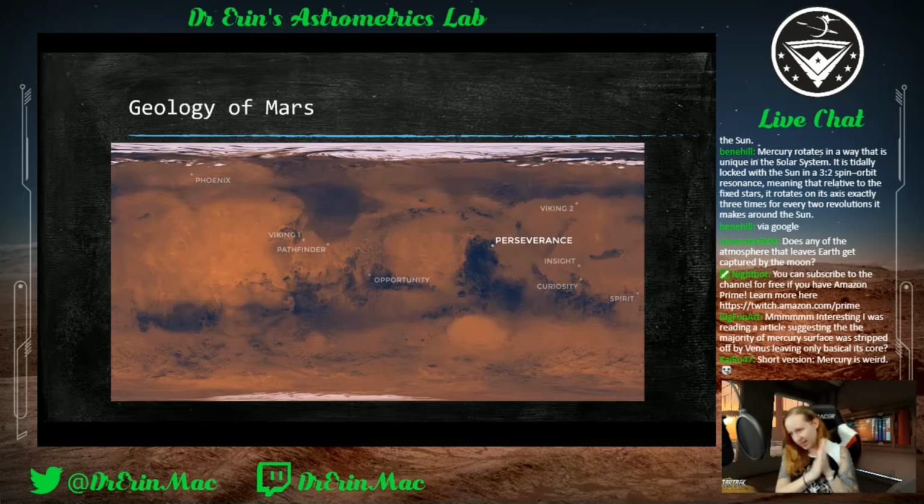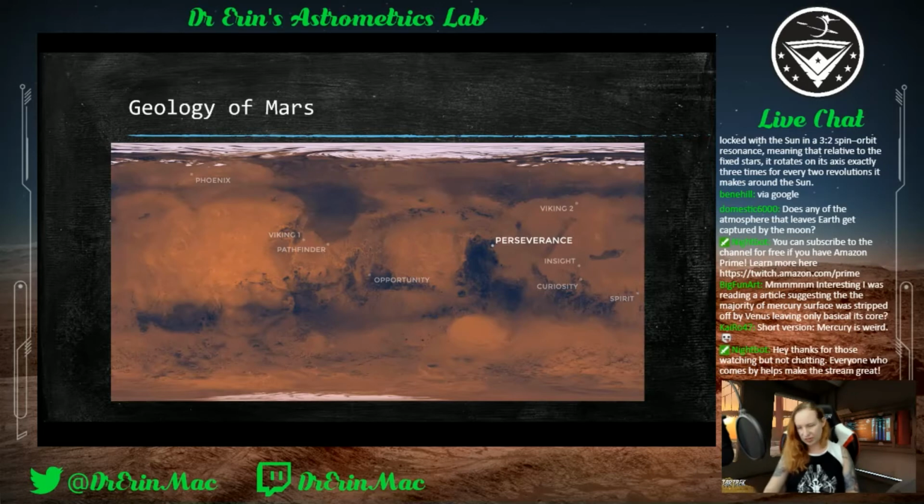All right, let's go to Mars. Mars is awesome. I love Mars. This is just kind of a cool layout flat map showing where we've sent little robots to go check out areas. And you can see where Perseverance is going to go and where all the other objects have gone.